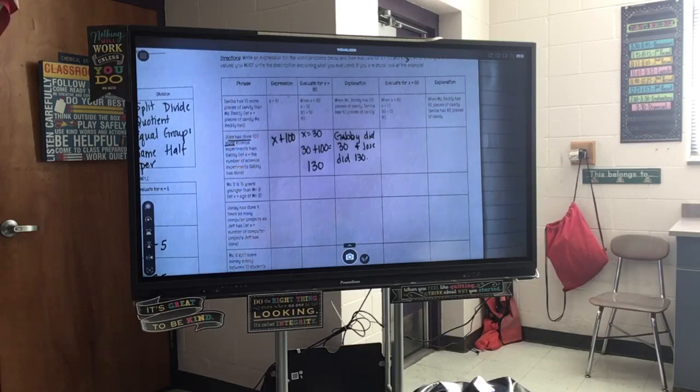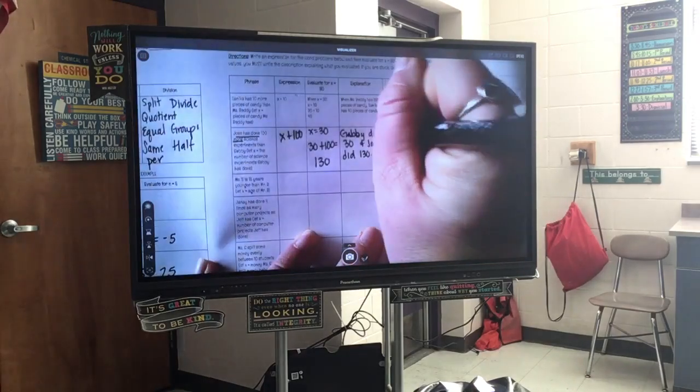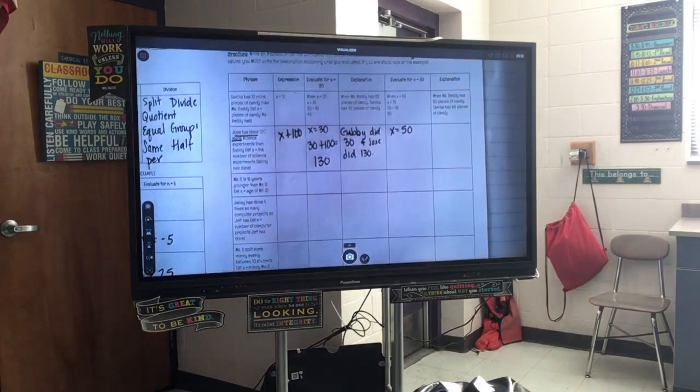Jose's done 100 more experiments than Gabby's done. Right. So if she did 30, then he's got to do 100 more. Good job. Good explanation. All right. So that's kind of the process. So now we know that x equals 50. So what do we do for this part?